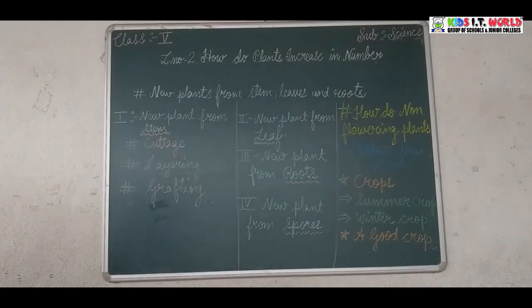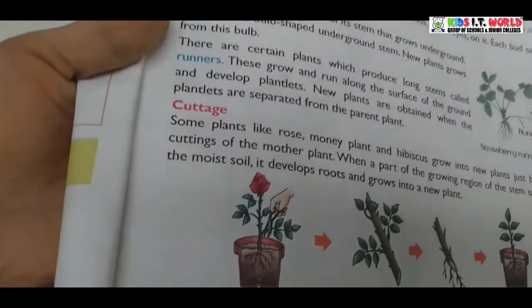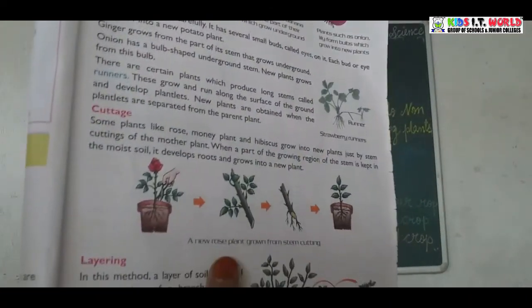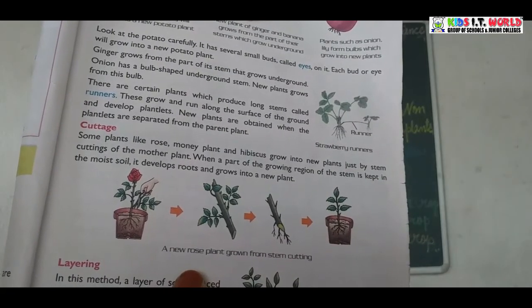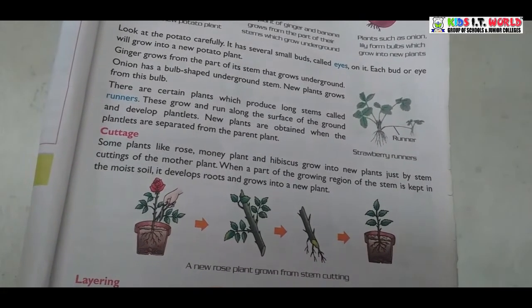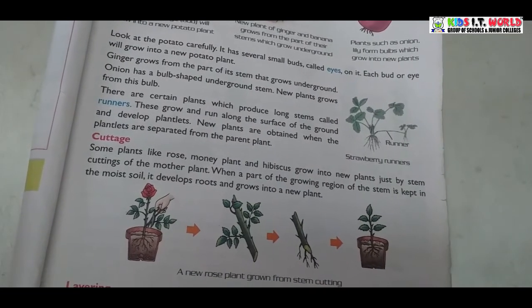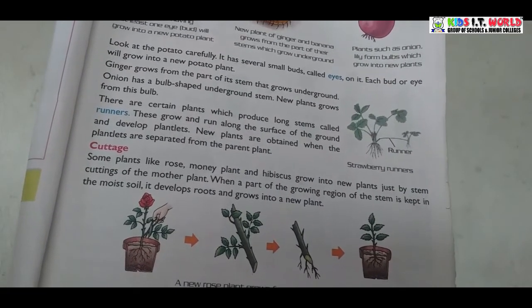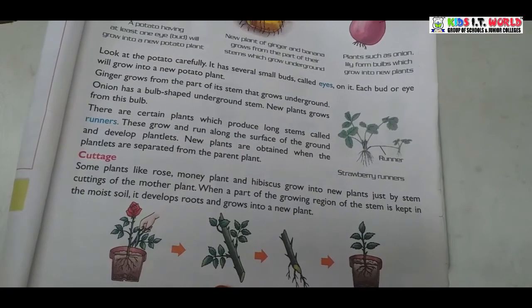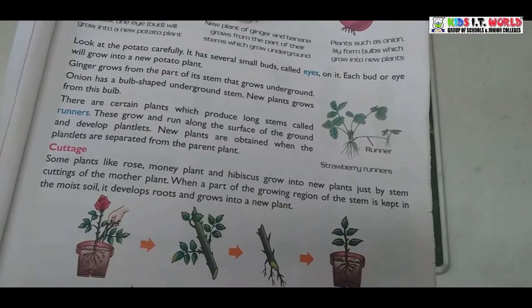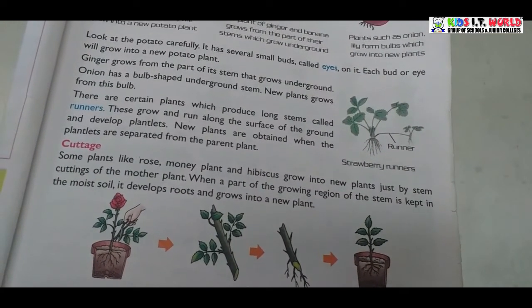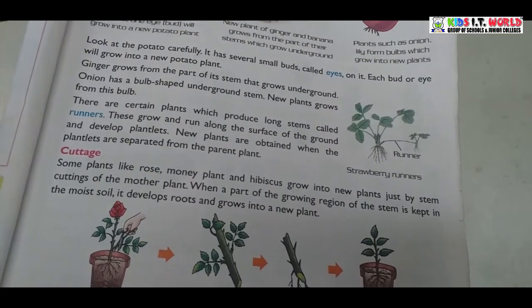Then next is cutting. Take the example of a rose plant. A new rose plant grown from stem cutting. Some plants like rose, money plant and hibiscus grow into a new plant just by stem cutting of the mother plant. When a part of the growing region of the stem is kept in moist soil, it develops roots and grows into a new plant.